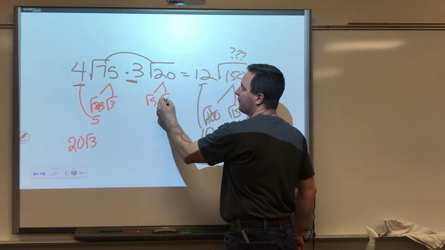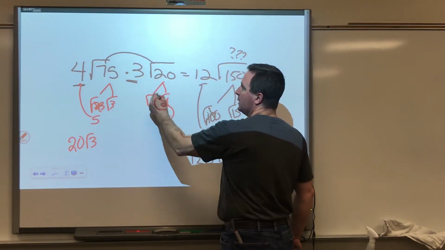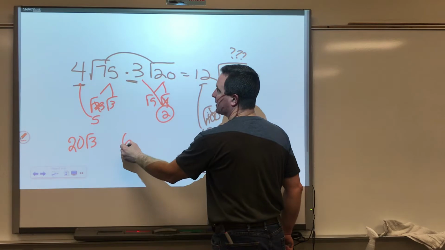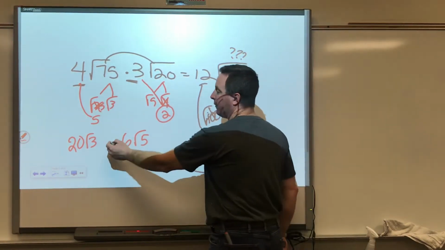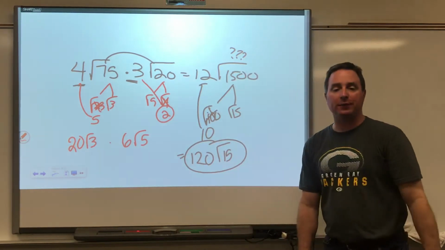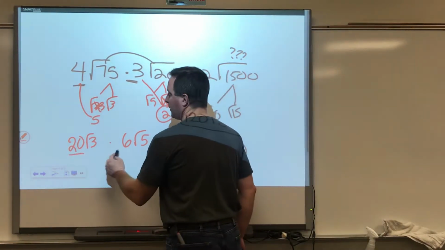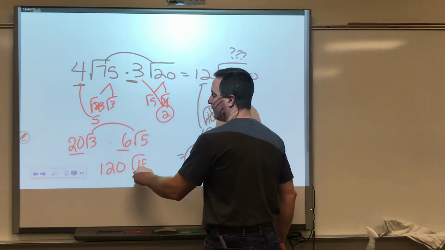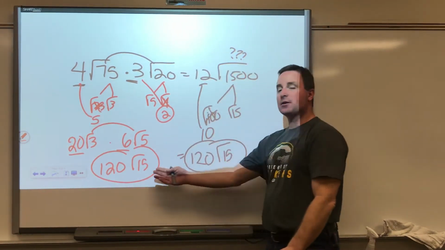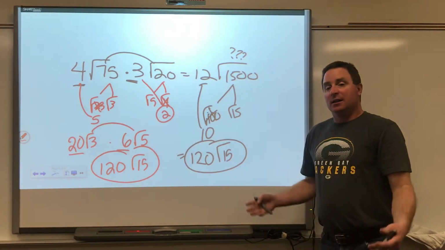Here I could do 5 and 4. The square root of 4 is 2. 2 times 3 is 6 square roots of 5. So I simplified it, made it much smaller, a little more user-friendly. And now let's multiply big numbers with big numbers, that is 120. And the square root of 3 times the square root of 5 is the square root of 15. And you can see they're the same answer. So you can do it either way.